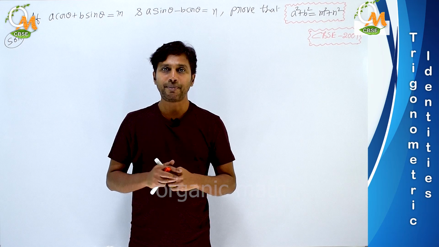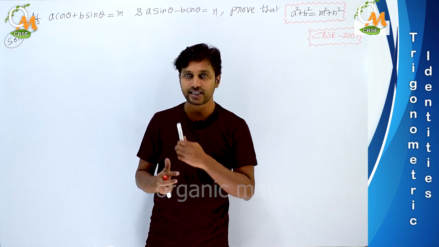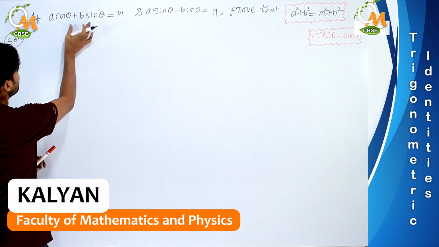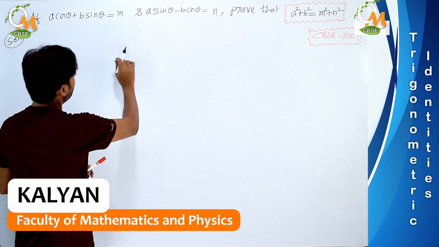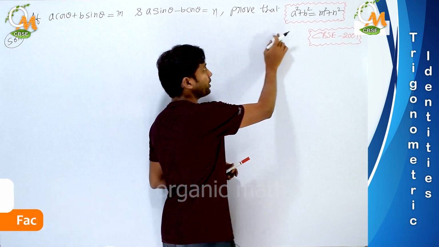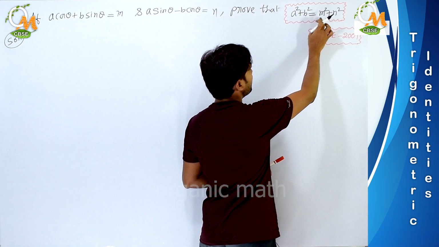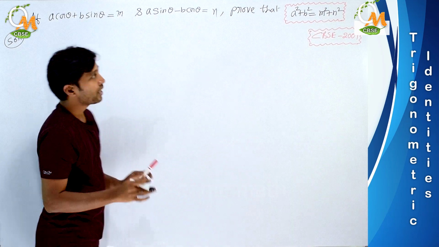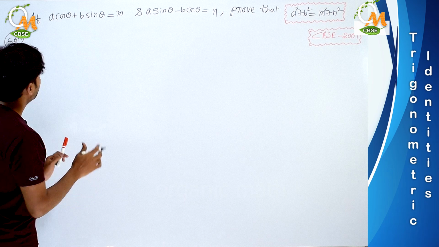Let us see one more application of trigonometric identities. Let us see what the problem is. We have given a cos theta plus b sin theta equal to m and a sin theta minus b cos theta equal to n. We need to show that a square plus b square equal to m square plus n square, and for this what we have to do, just take the given conditions.